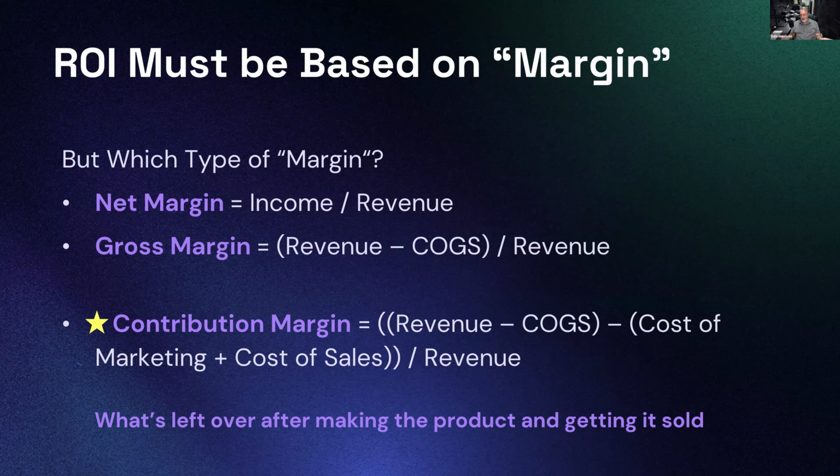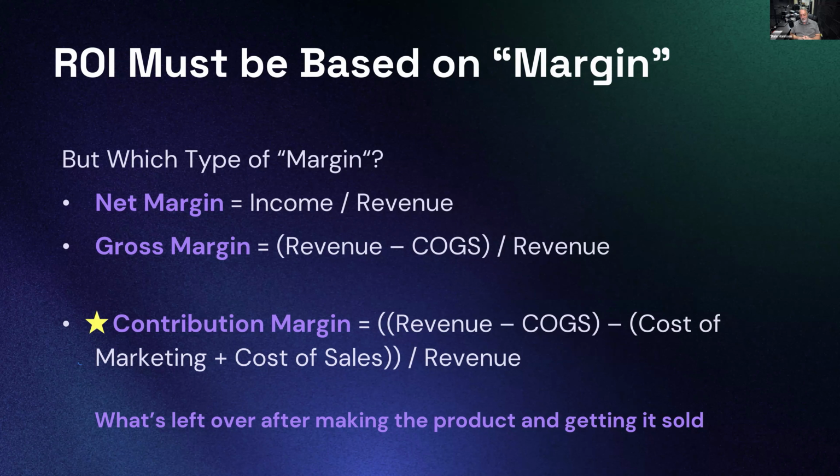And that cost of acquiring a customer is essentially the cost of the marketing plus the cost of the sales. So contribution margin is essentially what's left over after making the product and getting the product sold. And these are real costs that businesses have to write checks for and send out the door, and they only get to keep what's left over.